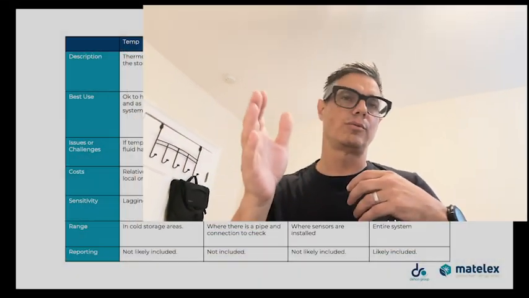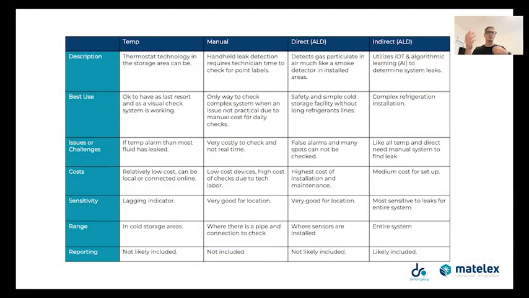A lot of these can be used together. So a lot of time you have temperature sensors as kind of the backstop and to make sure that everything's functioning the way it should be. You have manual to find the leaks. You have direct detection that can find safety issues, and then you have indirect detection, which is the most sensitive to look at the entire system. So they're very complementary.